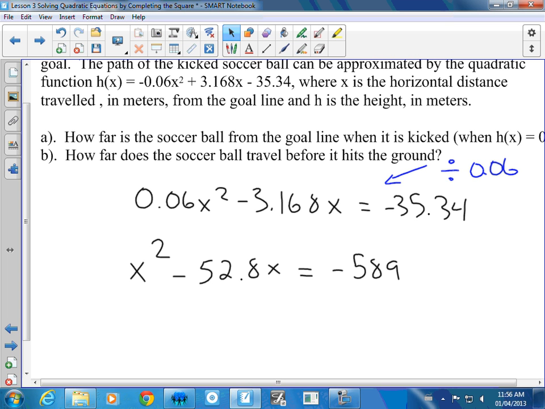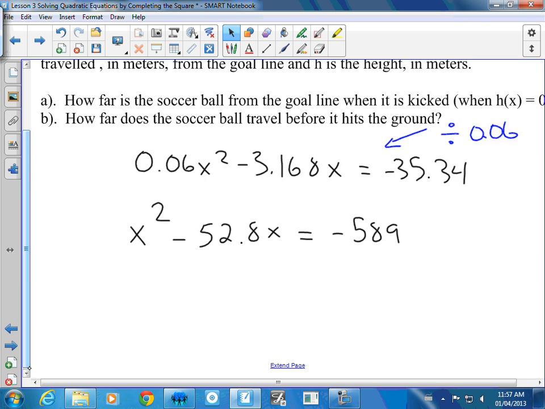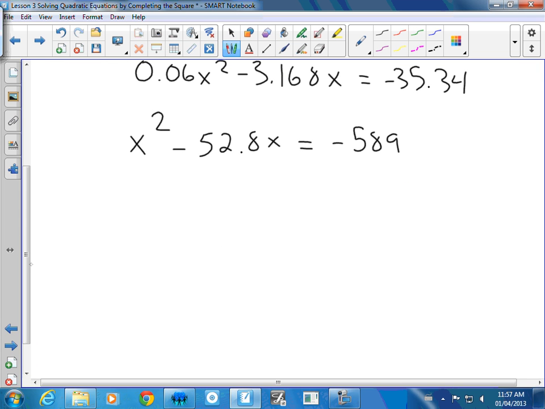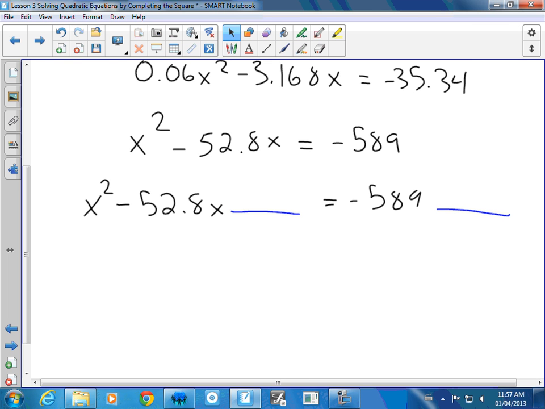Now guys, even though the numbers are nice integers and not fractions, which worked out really nicely, we still do the same thing, right? We're still going to take this number here, negative 52.8, divide it by 2 and square it. And then whatever we do to one side, we do to the other. Big deal. So let's treat it exactly the same way. Equals negative 589. I'm going to put something here and something here. There are my two lines. Exact same procedure as we've done. Nothing has changed other than the numbers.